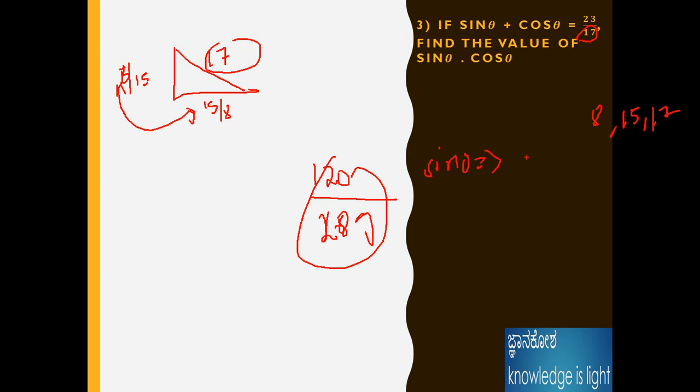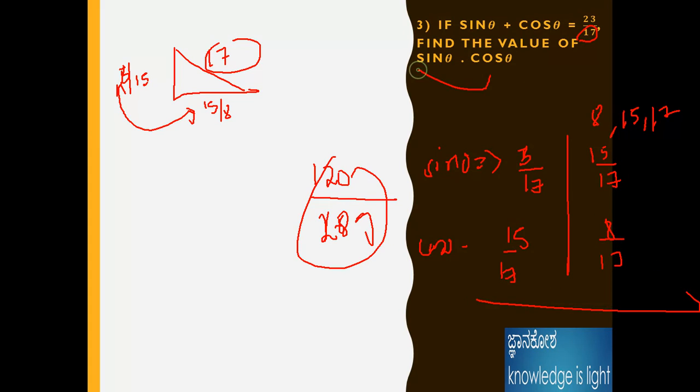Sin theta is equal to opposite by hypotenuse, either 8 by 17 or 15 by 17 is coming. Cos theta is adjacent by hypotenuse, either 15 by 17 or else 8 by 17. If I multiply, because the question is given as sin theta cos theta, we are just multiplying that. 15 times 8 is 120 and 17 square is 289, like that directly I have written. If you practice well, you can definitely apply the logic straight away for these kinds of questions. Okay, next problem.